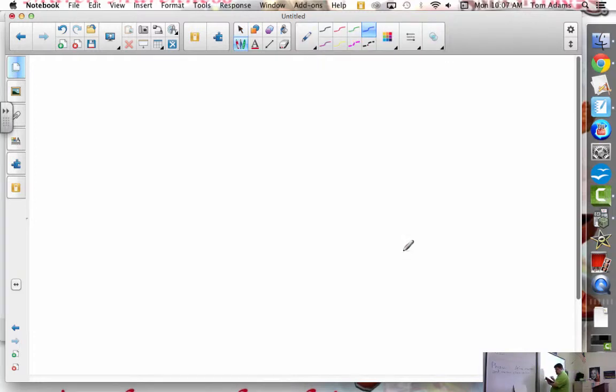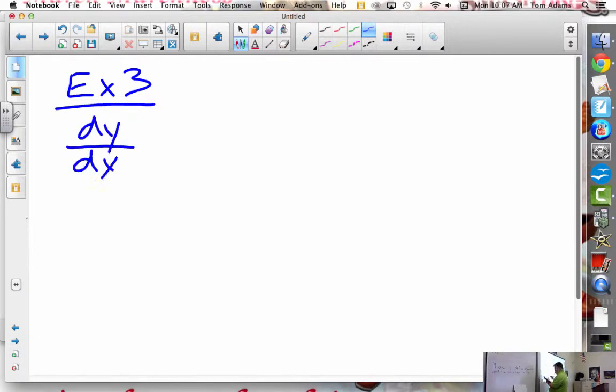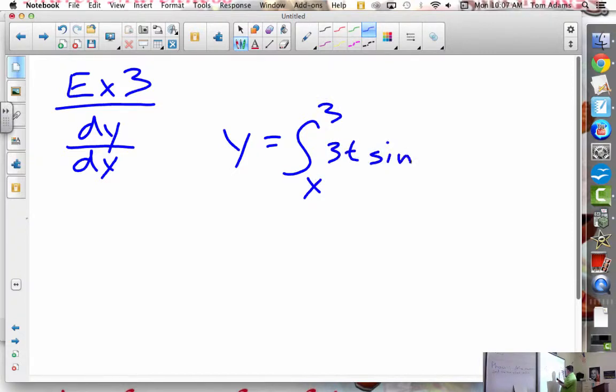So let's look at example number 3, where it asks me to find dy/dx of the following function, y equals the integral from x to 3 of t sine of t dt. All right, first thing I want to do is take this x and toss it up into the upper limit.